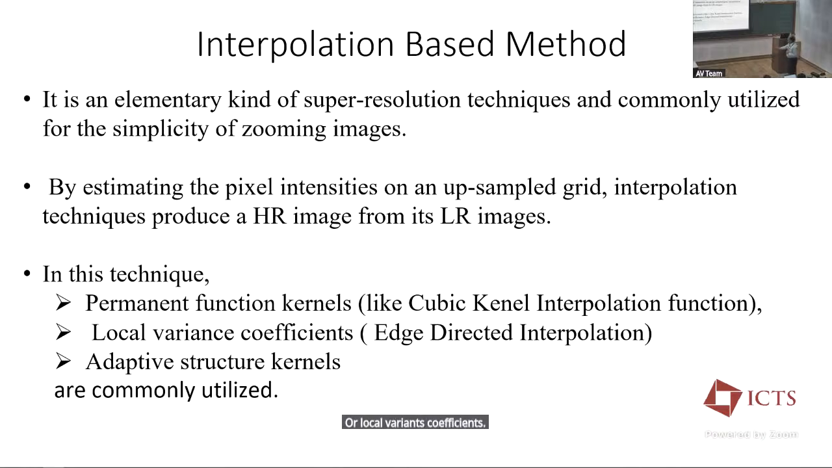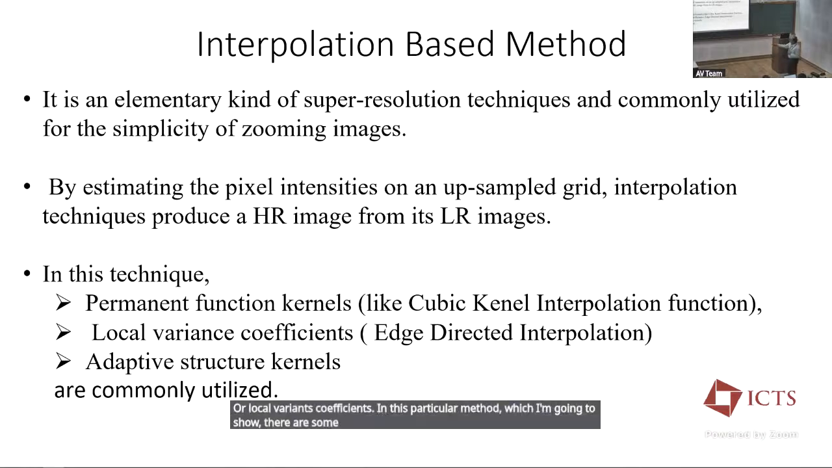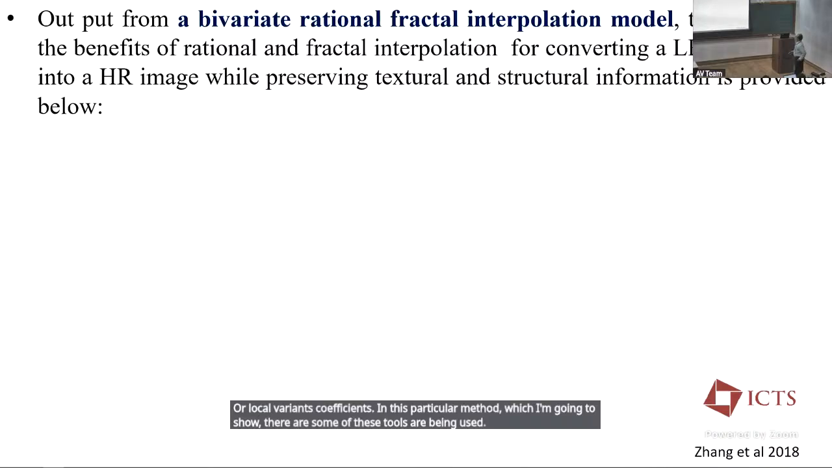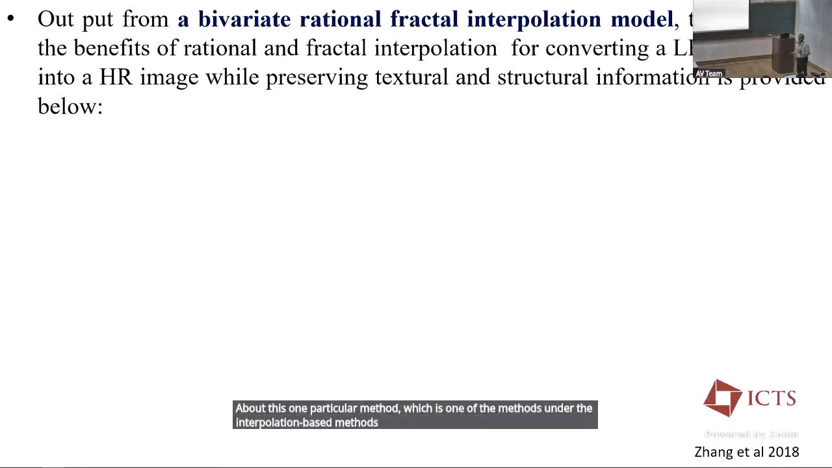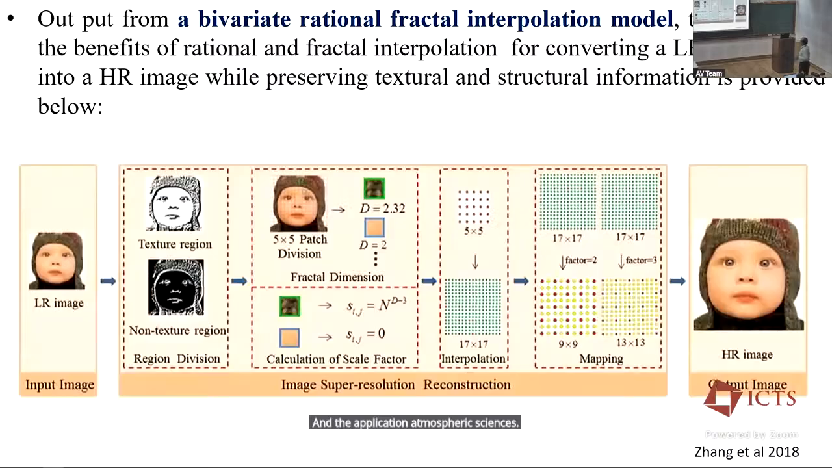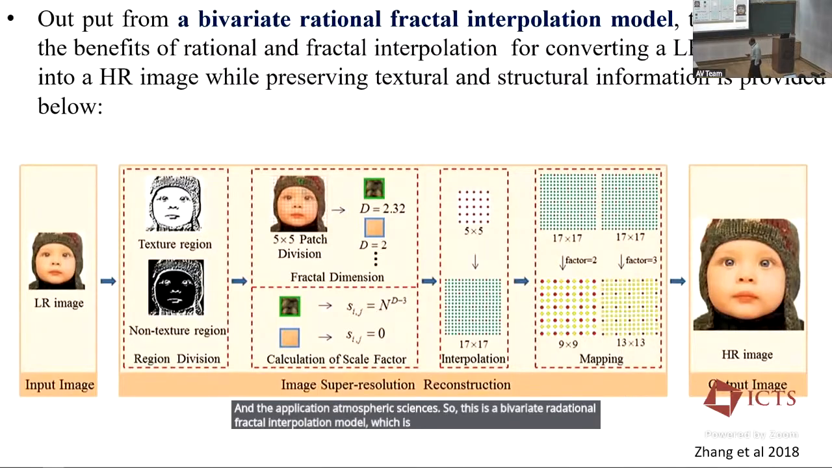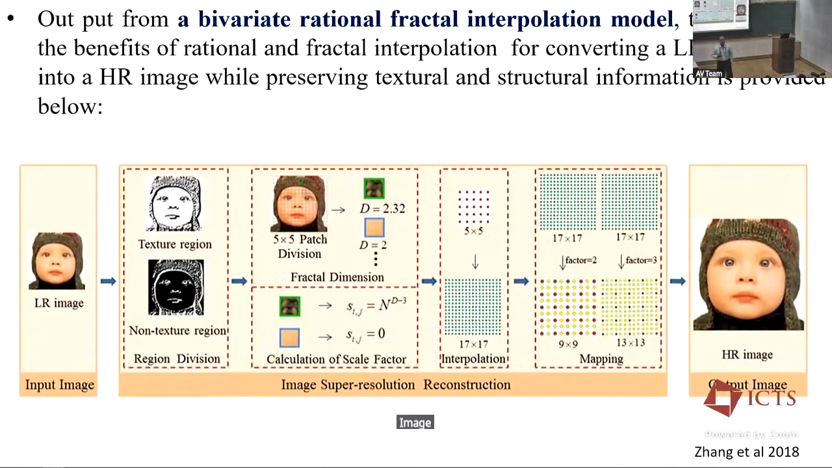In this particular method, which I'm going to show, some of these tools are being used. We'll have a quick glimpse in the next 5 minutes of this one particular method, which is one of the methods under the interpolation-based methods, before we move on to deep neural networks and the application to atmospheric sciences. This is a bivariate rational fractal interpolation model, which was introduced in the context of image processing, and which people also use in the context of atmospheric sciences.